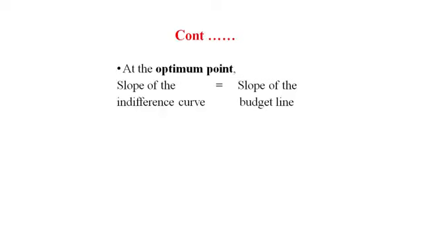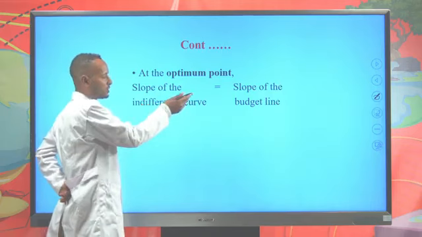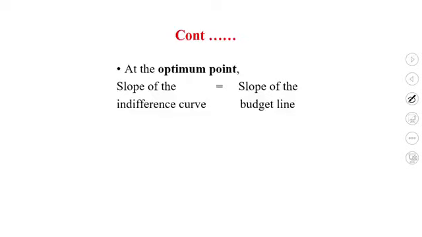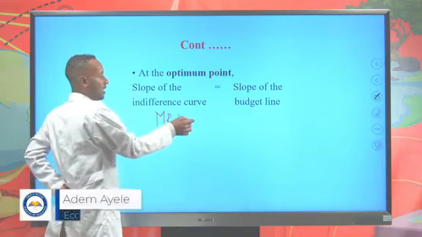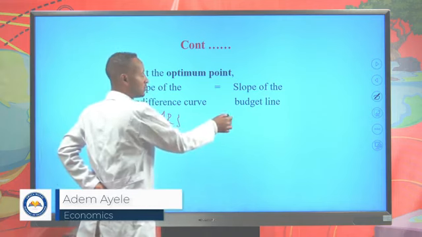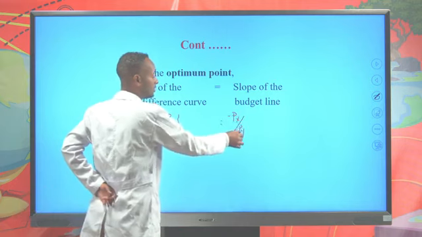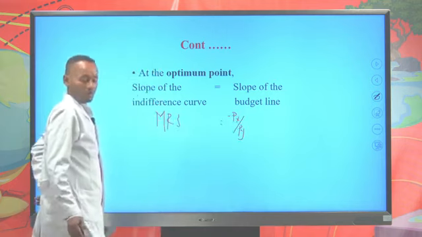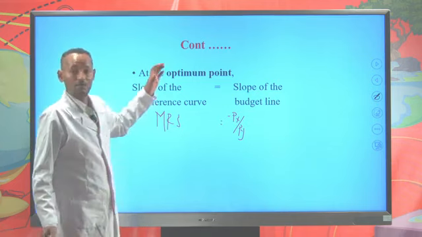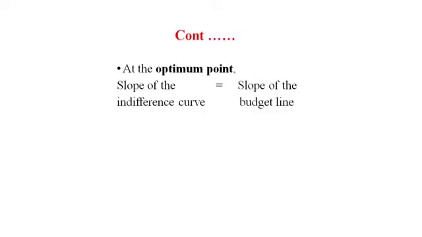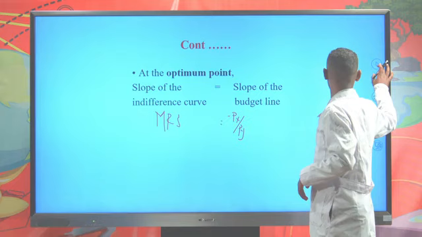At the optimum point, at the maximum level of satisfaction, the slope of the indifference curve is always equal to the slope of the budget line. The slope of the indifference curve, as you learned in the previous lesson, is the marginal rate of substitution, and the slope of the budget line is the ratio of the prices of the two goods, that means minus the price of X divided by the price of commodity Y. So at the optimum point, at the maximum level of satisfaction, the marginal rate of substitution is always equal to the ratio of the prices of the two goods.